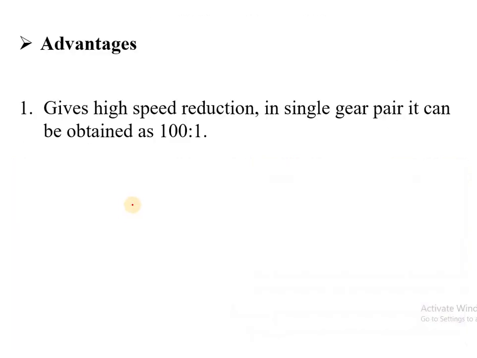Talking about advantages, it gives high speed reduction. In a single gear pair, it can be obtained as 100:1. So as compared to other drives, high speed reduction is there in the case of worm gear drive. Because in spur, helical and bevel, in a single gear pair or single stage, the reduction ratio obtained is 6:1. So to increase the reduction ratio, we have to go for multiple stages. That is not needed in the case of worm gear. You are getting 100:1 in a single gear pair only. So this is the main basic advantage of worm gear drive.